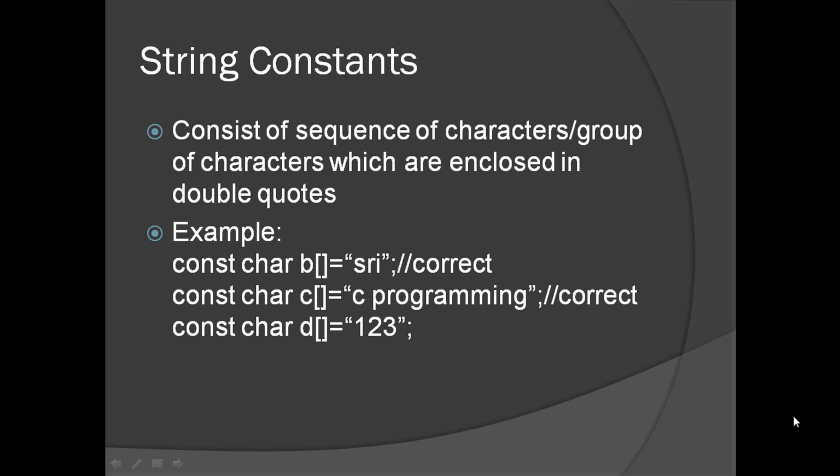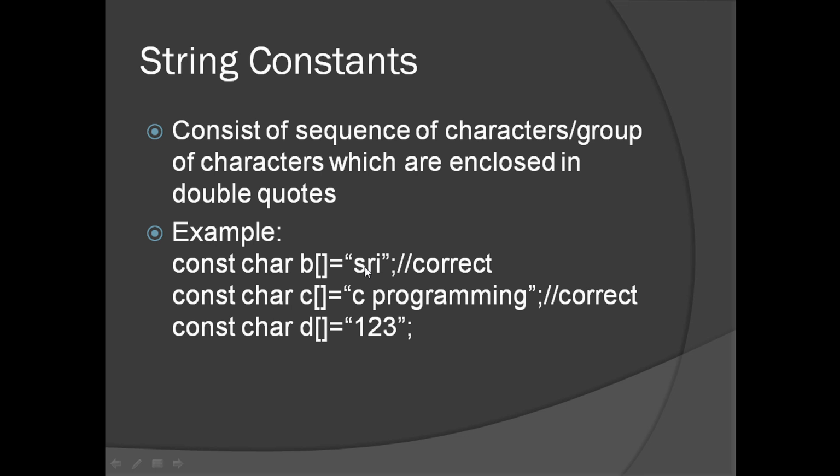The next type of character constants are string constants. It consists of a sequence of characters or group of characters which are enclosed in double quotes. Previously we have seen character constants enclosed in single quotes, but when it comes to string constants we are enclosing in double quotes. Let's see some examples. Const char b, and we have one array symbol. This is called an array. Arrays are usually denoted by square brackets, and is equal to, we are storing in double quotes Sri. Sri will get stored in b array.